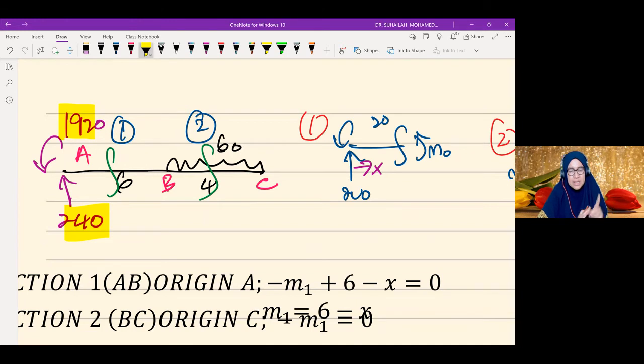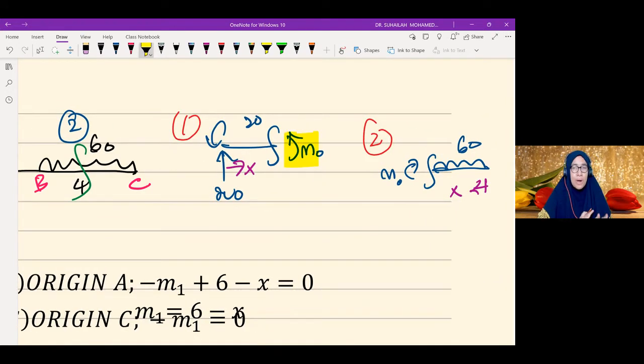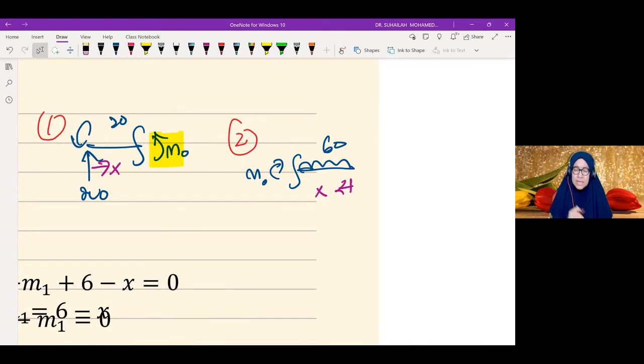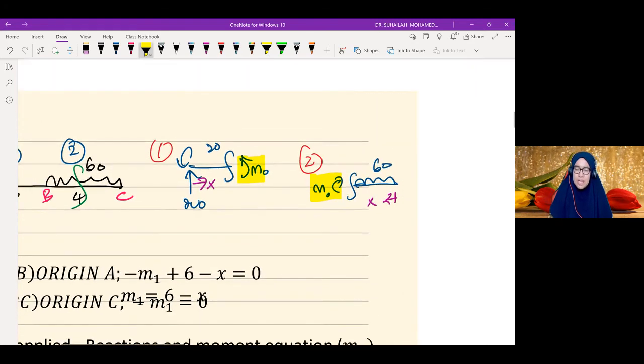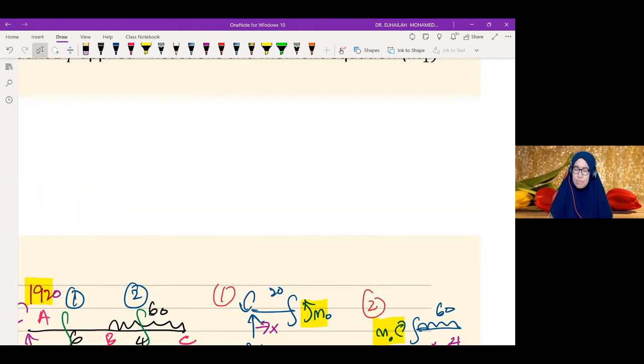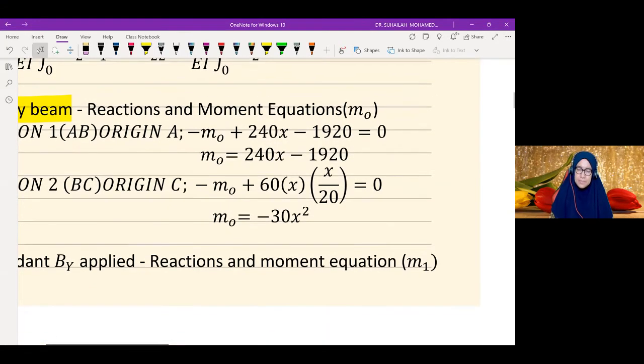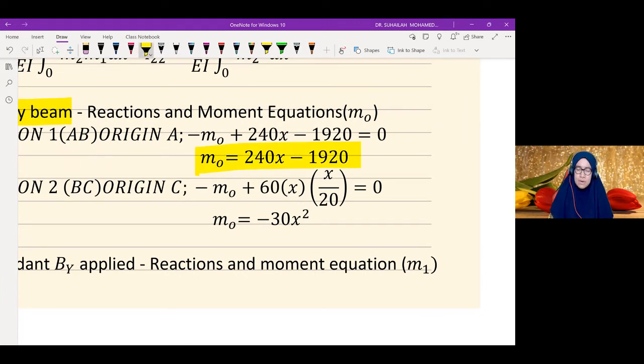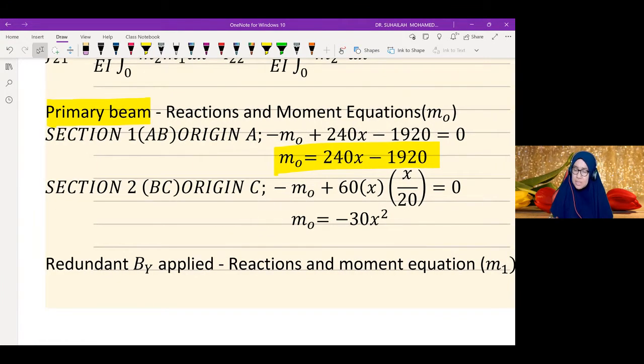so we have 2 cutting section. Okay, AB as the first cutting section, BC as second cutting section. For cutting section number 1, moment is counterclockwise because origin come from left. And for cutting section number 2, moment is clockwise because origin start from right. So we write the moment equation and we get the moment equation like this. Okay, so this is the moment equation for section number 1, origin A, section number 2, origin C.